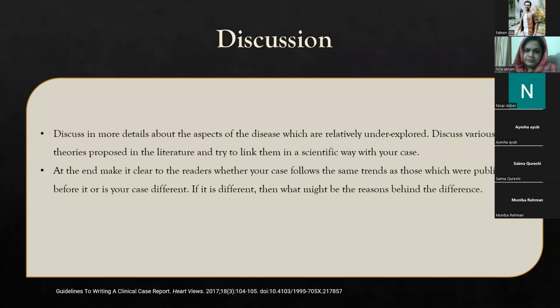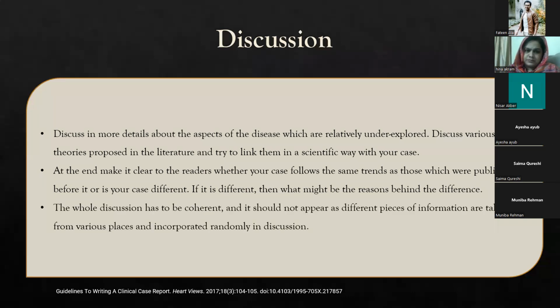So how to conclude? At the end, make it clear to the readers whether your case follows the same trends as those which were published before, or your case is different. It can be different. If your case is different, then what might be the reason behind that difference? You just don't report the difference. You show your own thought process, why you think that this is different from the previously reported cases.